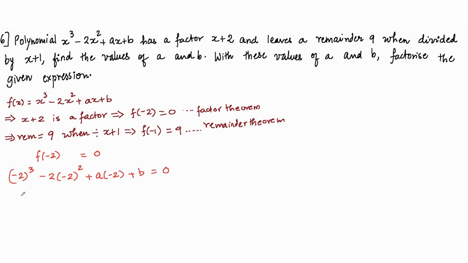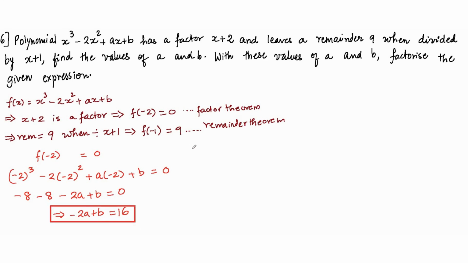Now minus 2 the whole cube is minus 8. Minus 2 the whole square is 4. 4 into minus 2 is minus 8. Minus 2a plus b equals 0, which means minus 2a plus b is equal to 16. This is the first equation. Now let's find the second equation.